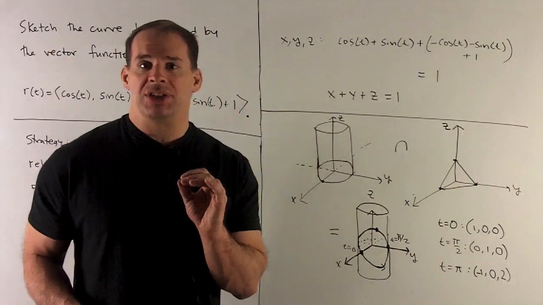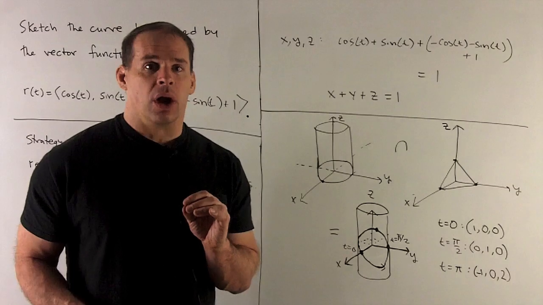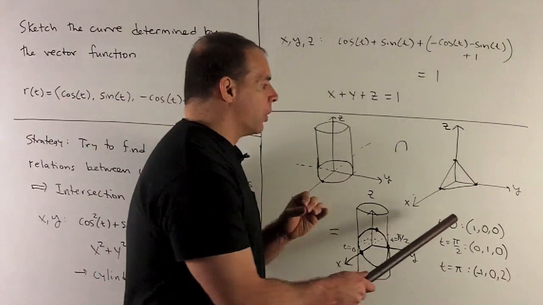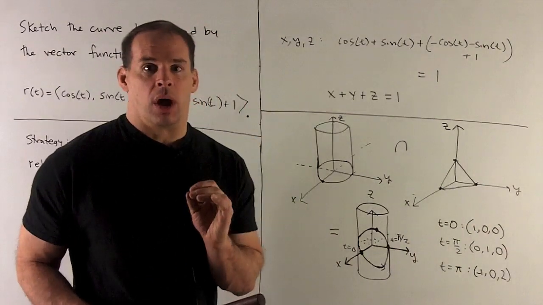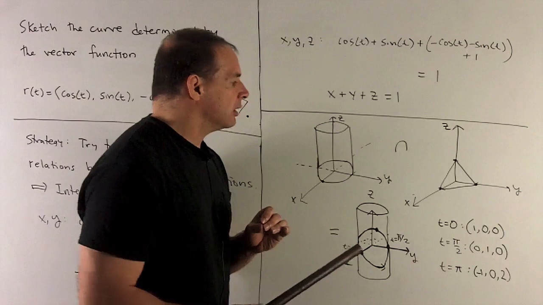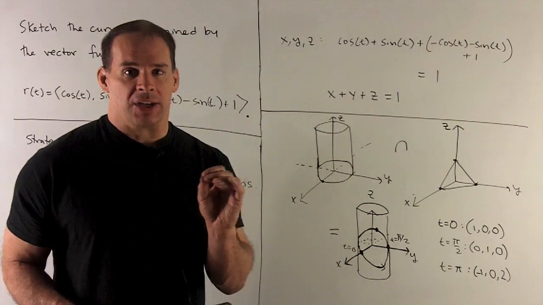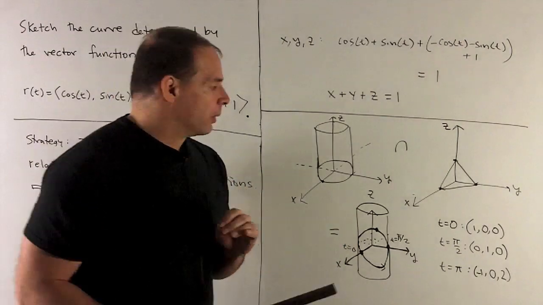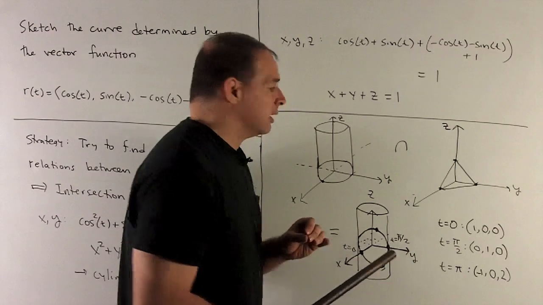Let's plot a few points just to get an idea of how it looks. So if we let t be equal to 0, what do we get? Well, cosine's 1, sine is 0, and then our z-coordinate's going to wind up being 0 also. So that's going to be out by 1 on the x-axis. Put in pi halves. Cosine 0, sine is 1, z is going to be 0. So that's going to be out by 1 on the y-axis.